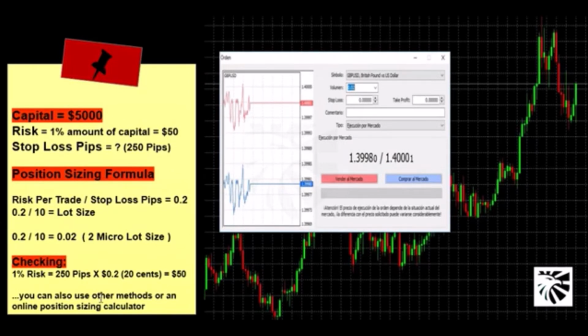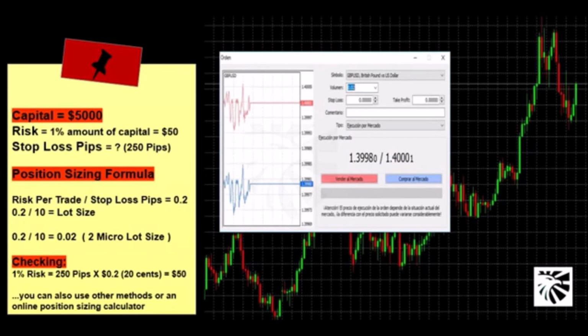You can also use other methods or an online position sizing calculator to do this. So it's not something really difficult. Your trading platform has everything for you. If you look at this here, you just go there and select your lot size. Then it all depends on whether you are buying or selling, then you place your trade.